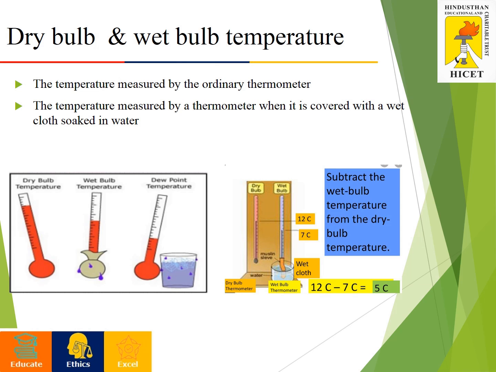Then dry bulb and wet bulb temperature. Dry bulb temperature means the temperature measured by an ordinary thermometer.